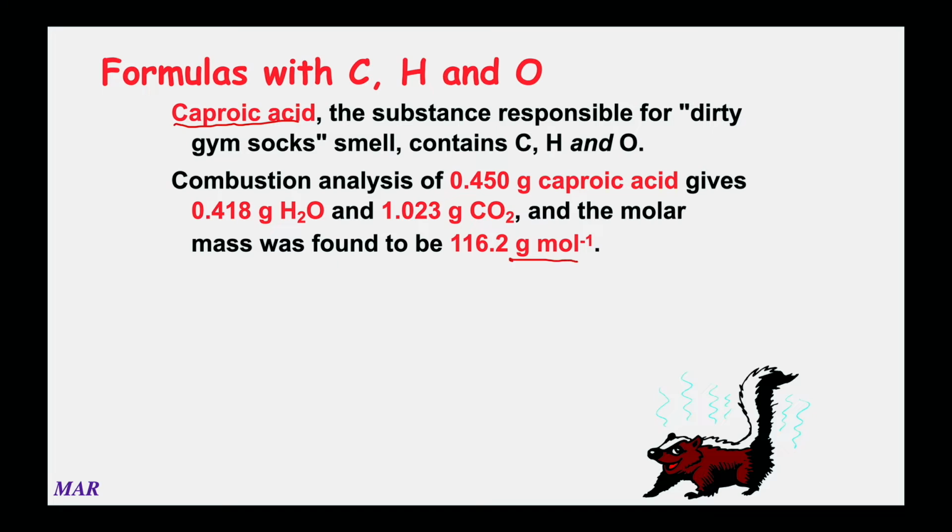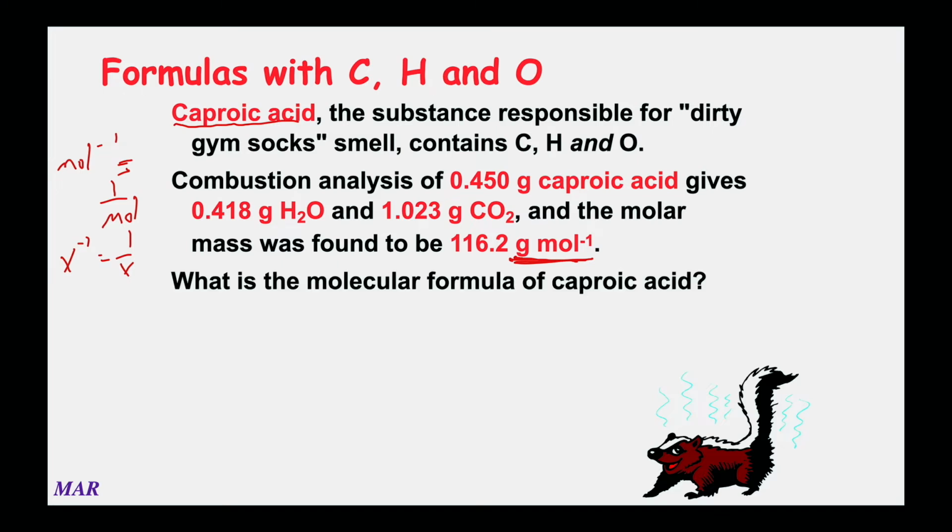Notice this grams, moles to the -1. Moles to the -1 can also be written as 1 over moles. For example, x to the -1 is 1 over x. So moles to the -1 is like 1 over moles. If you see this grams, moles to the -1, and you will sometimes, that just means grams per mole. It's just an alternative way to write molar mass. What is the molecular formula of caproic acid?